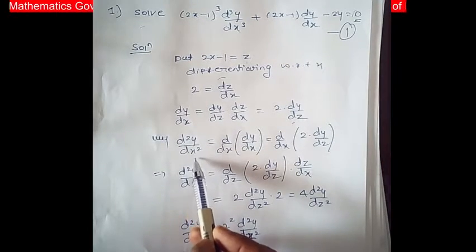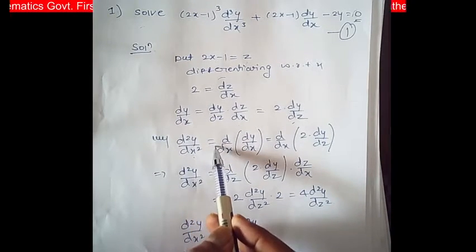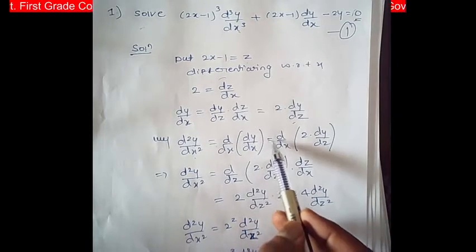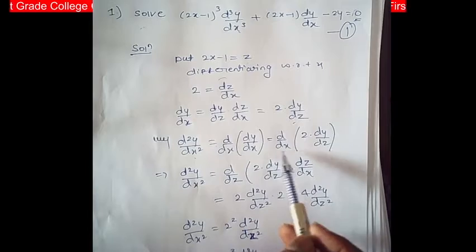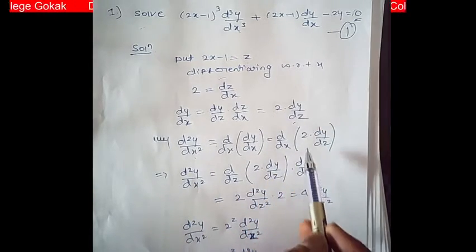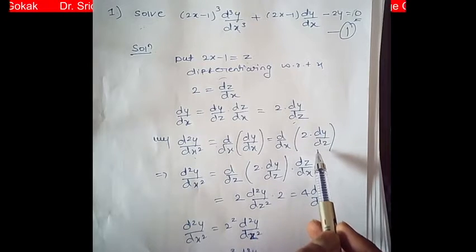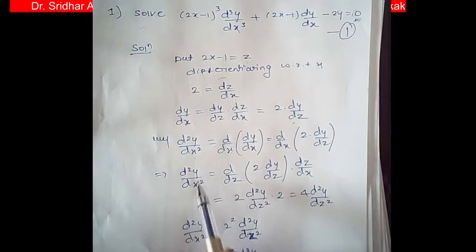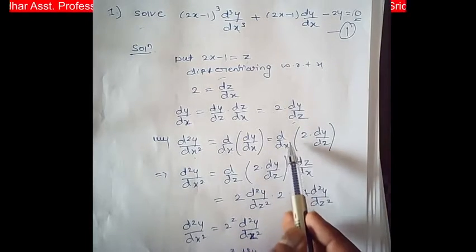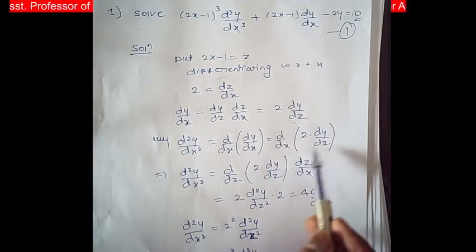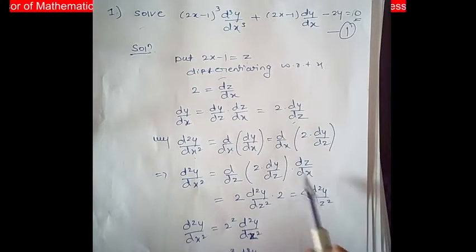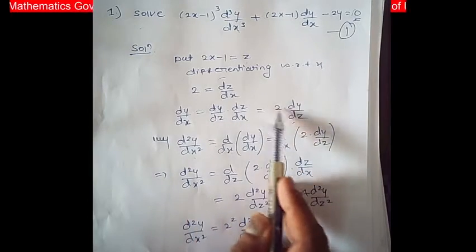Similarly, d square y by dx square is written as d by dx of dy by dx, which is d by dx of 2 into dy by dz. Now in this case, again we differentiate first with respect to z and then z with respect to x. Like that we have done here, right?